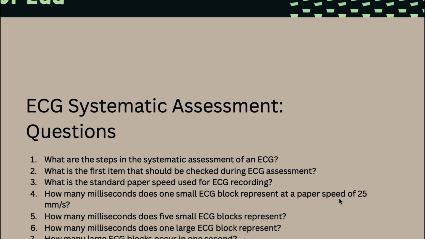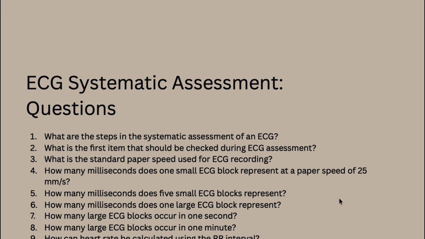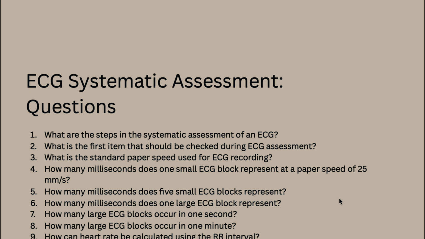Let's look at question 2. What is the first item that should be checked during ECG assessment? Before interpreting any ECG, always confirm the patient's identity. Interpreting the wrong patient's ECG can result in serious diagnostic errors, and making patient identification the first and most important step is very important. So let's look at question 3 to question 8.